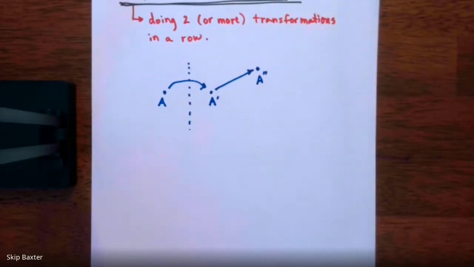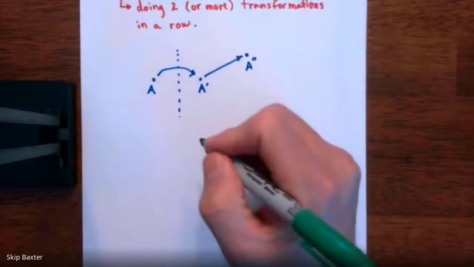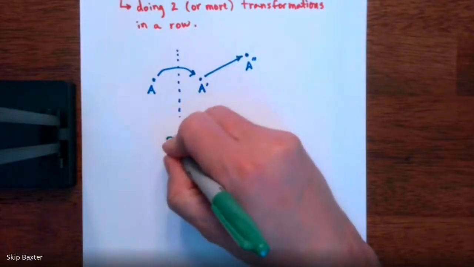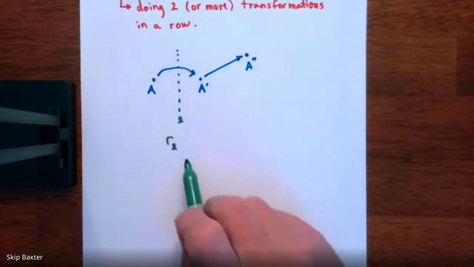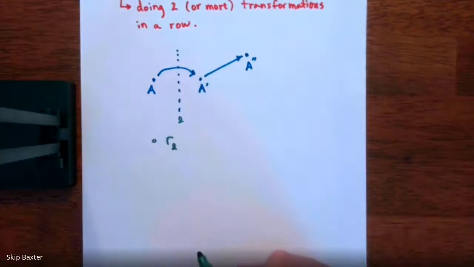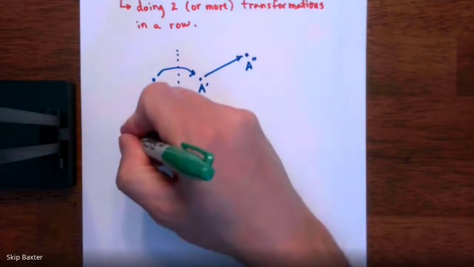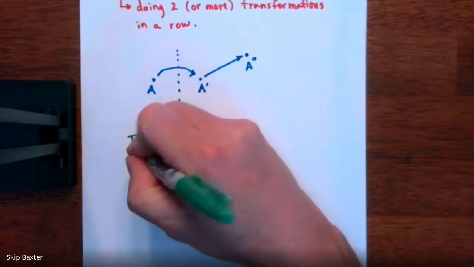Now, the notation that they use to indicate a composition of transformations is a little circle. So for example, this might be something like a reflection across line L. Let's say this is line L right here. A reflection across line L followed by, I know it's a little weird, I'm writing from right to left, but that's the way we do it, a translation of AB.